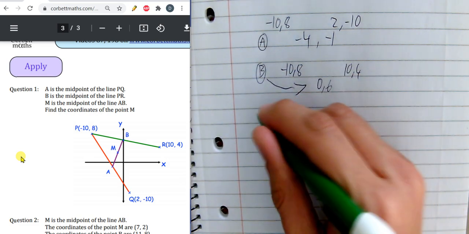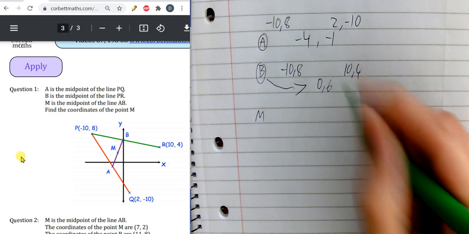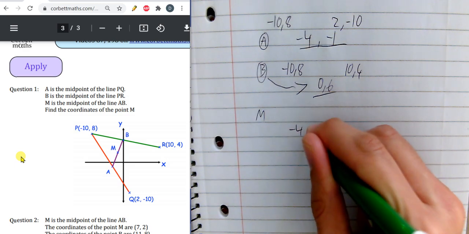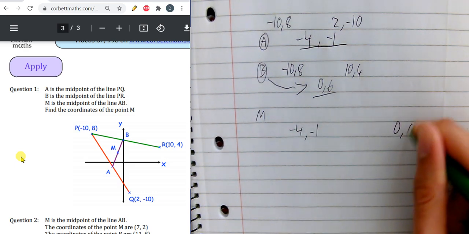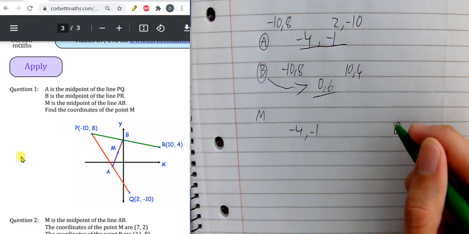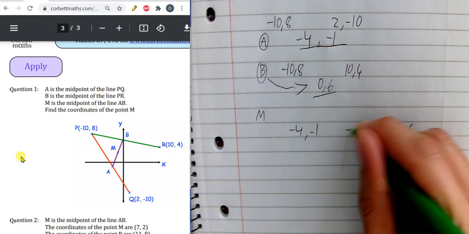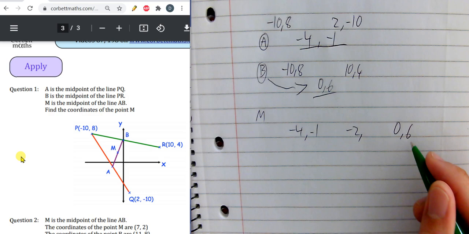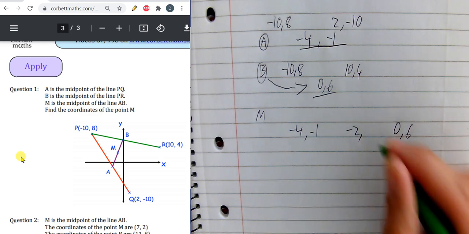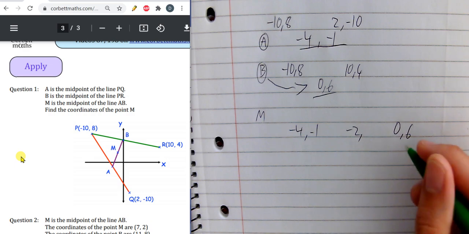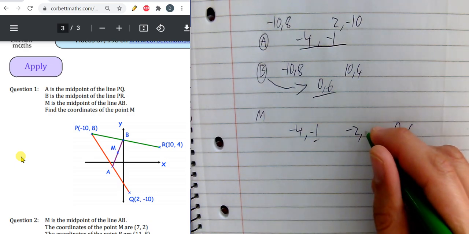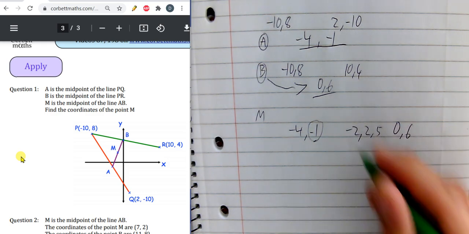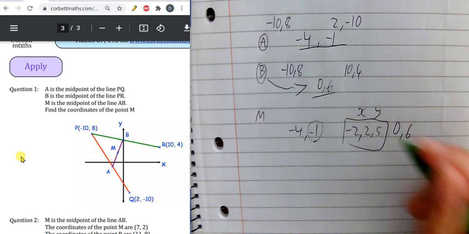Next, we'll go to M, which is the midpoint of AB. So it's just between the 2 points that we've calculated. We've got -4, -1. Over here we've got 0 and 6. From -4 to 0 is a jump of 4. Half of 4 is 2. So that's going to be -2, because that's -4 plus 2. And from -1 to 6 is 7 upwards, and half of 7 is 3.5. So I've got to add 3.5 to -1 to make it 2.5. So -2, 2.5 is our answer for our X and our Y.